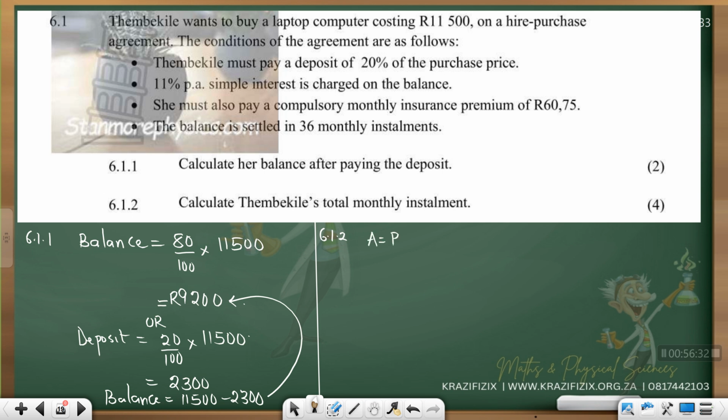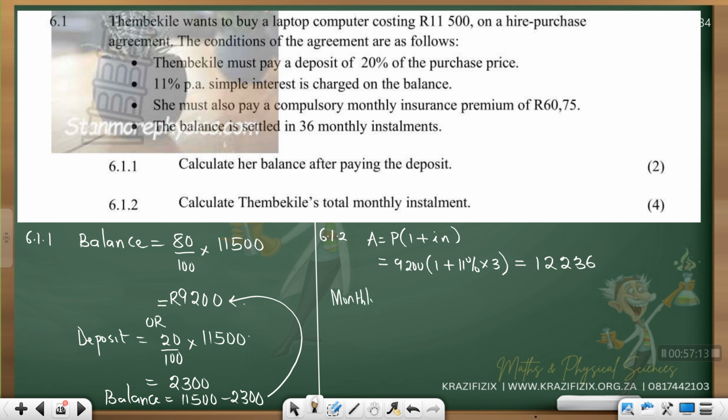6.1.2. Please mark. Feel free to ask me questions. The money has to grow. Simple interest, which is hire purchase. How much did we borrow? 9,200. 1 plus the interest rate, 11%. For how many years? 36 months means 3 years. Do you want to give me an answer to this? 12,236. No cents.